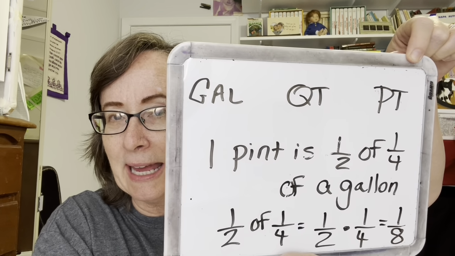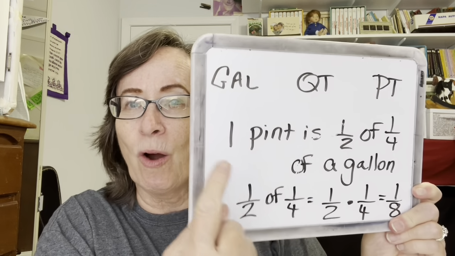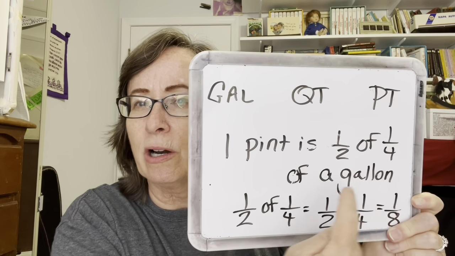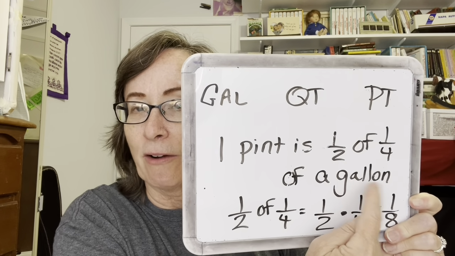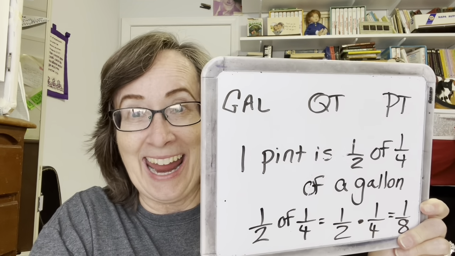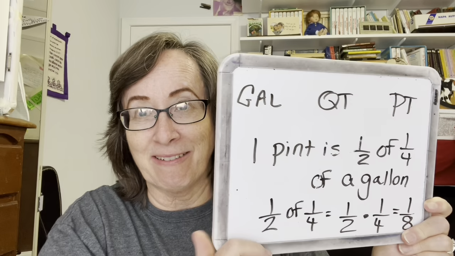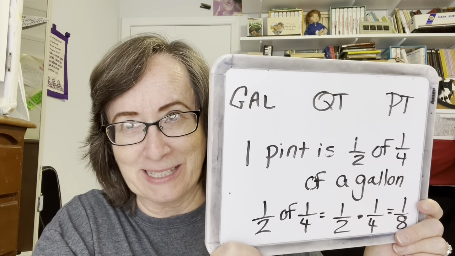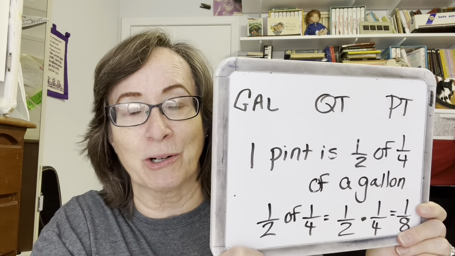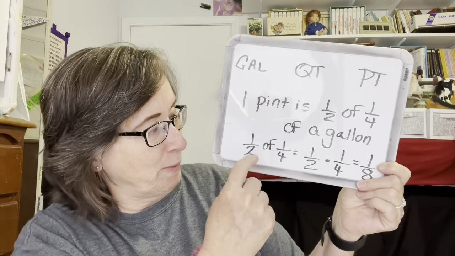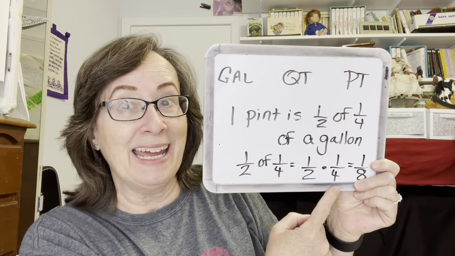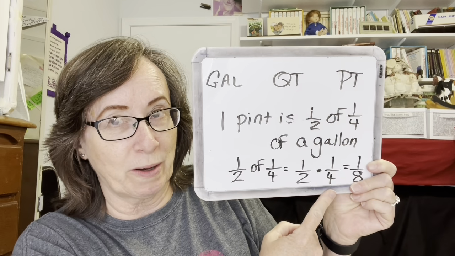Okay, so here in your book, they show you actual pictures of a gallon and a quart and a pint. And then they make a statement. They say 1 pint is half of a quarter of a gallon. Okay, so a quarter of a gallon we know is a quart, and a pint is half of a quart. So that's what they're saying there. A pint is 1/2 of a quarter of a gallon. So then when we say 1/2 of a quarter, that's the same as 1/2 times 1/4 or 1/8.